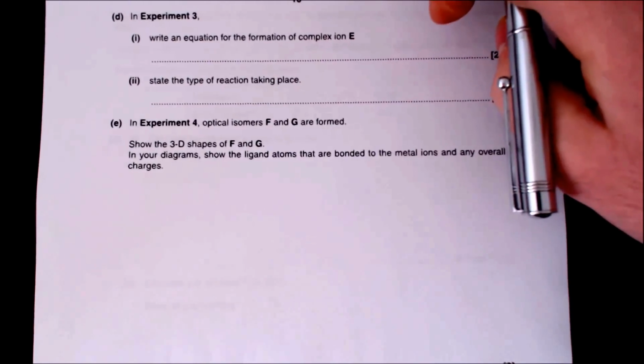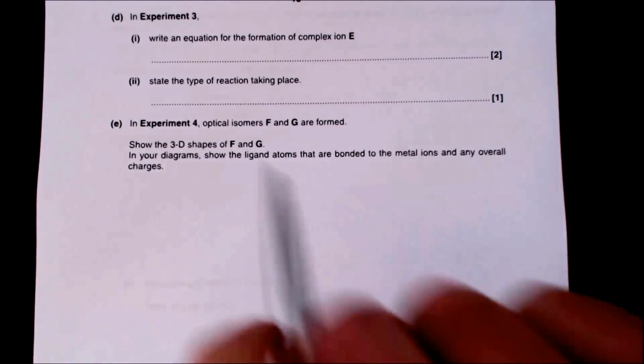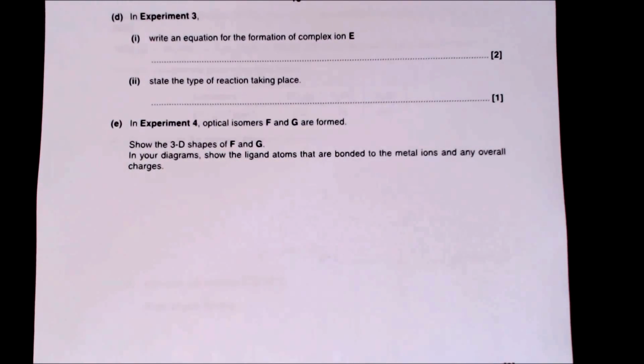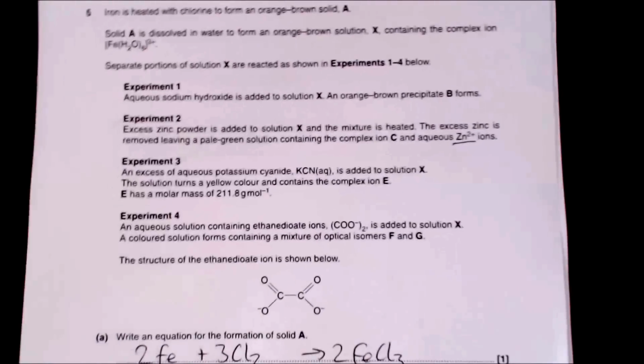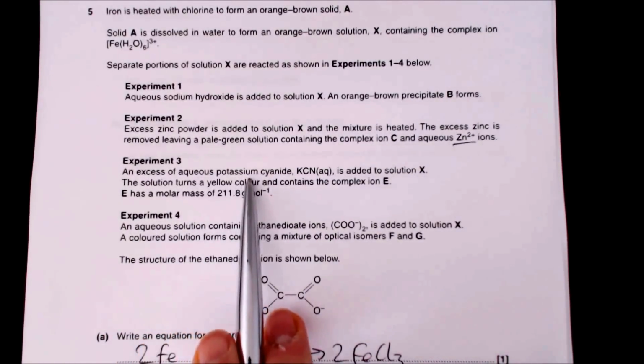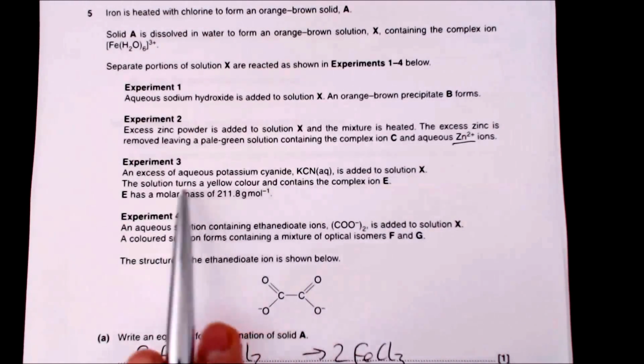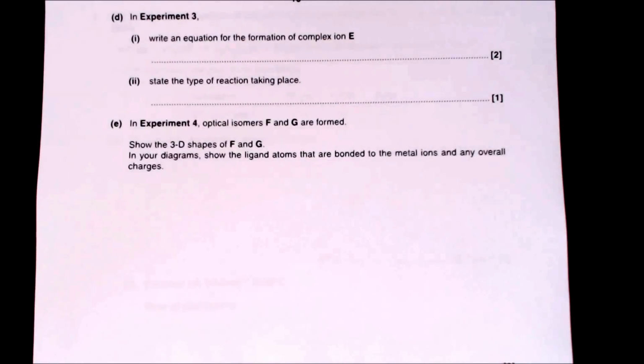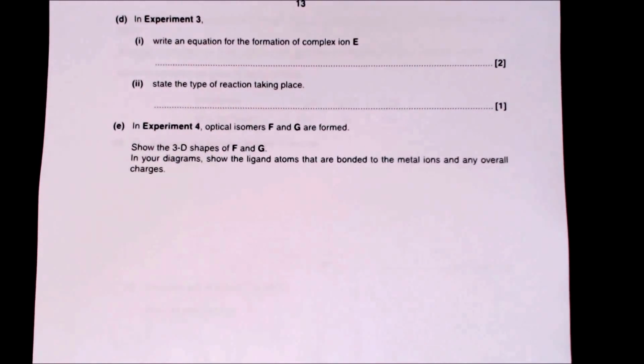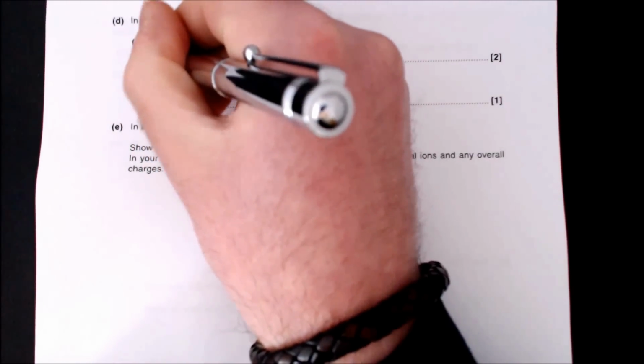Okay, so it says in experiment 3, write an equation for the formation of complex ion E. So experiment 3, let's quickly bring that back in there. Experiment 3 says an excess of aqueous potassium cyanide is added to solution X. It turns a yellow colour to form complex E. So we're adding cyanide ions to this, and we're starting from our iron 3 plus. So we're just going to write the equation there.